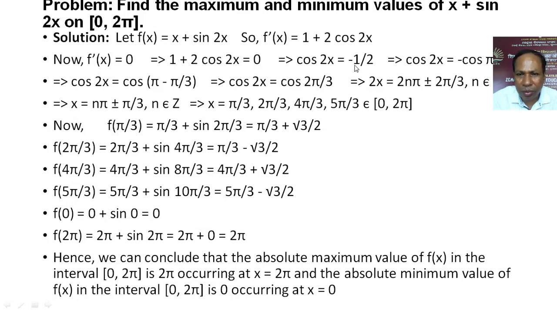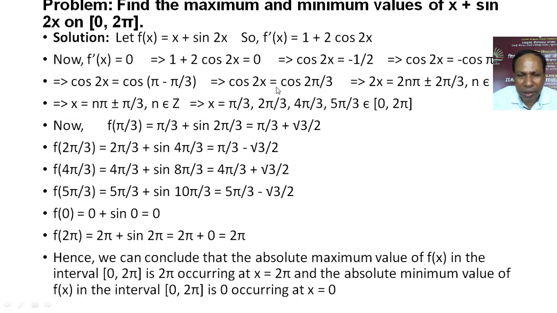So cos 2x is minus 1/2. So cos 2x is minus 1/2 means it is cos of 2π/3. So we know the theorem, general solution for the trigonometric equations. cos 2α is equal to cos 2π/3.